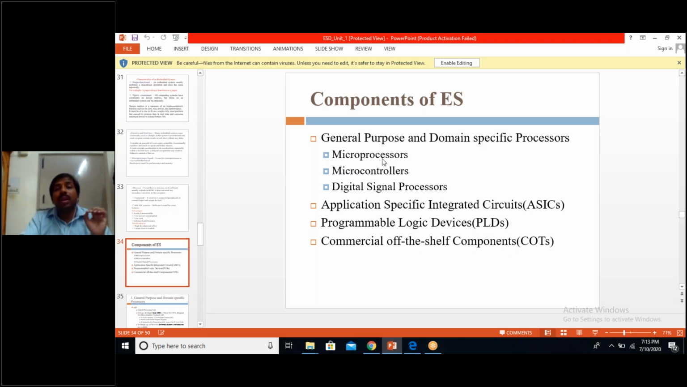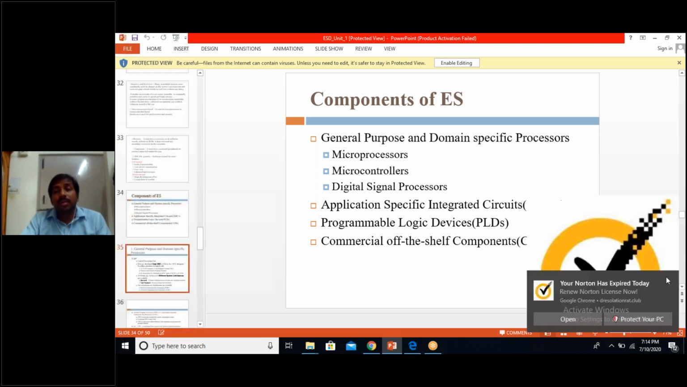So if you are designing an embedded system for an electronic toy, you can use a 4004 microprocessor or microcontroller. If you are designing any missile control system or time critical systems where your output must be deterministic, you can use an application specific IC. Application specific ICs are ones which are designed specifically for that purpose. And you can also use PLDs and commercial off the shelf components.